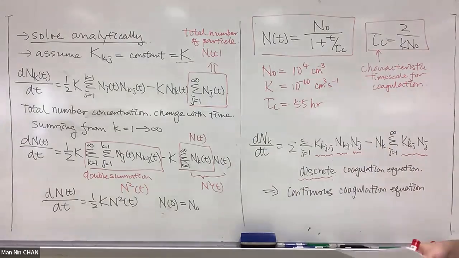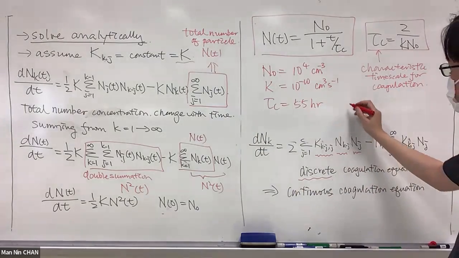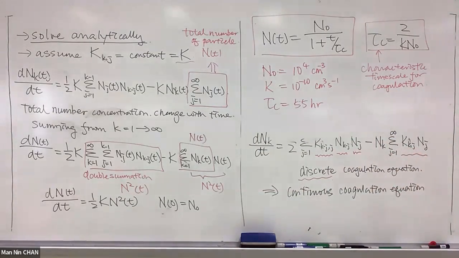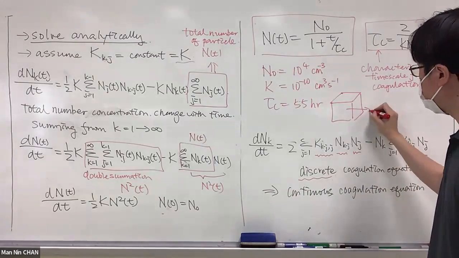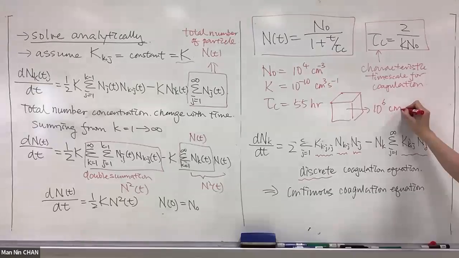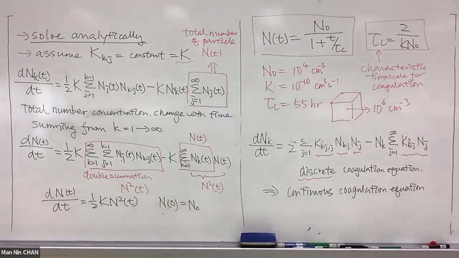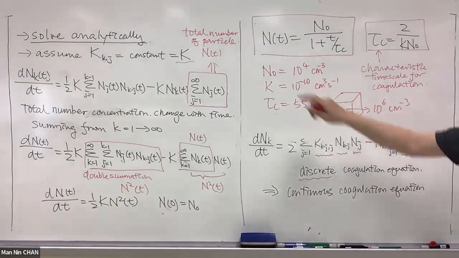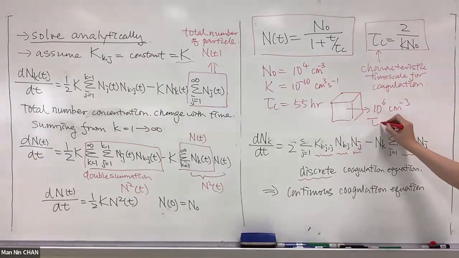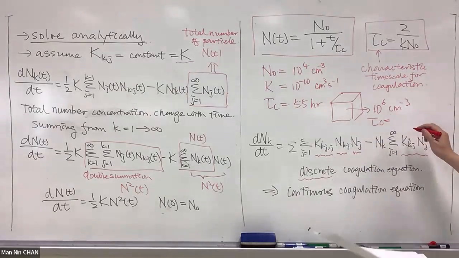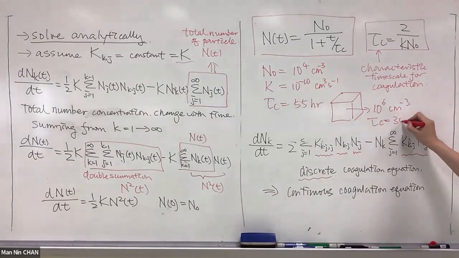But I just want to show you, because like I mentioned, if you look at the chamber studies, for those of you who have a chance to study the environmental chamber, you will find that the number concentration is higher, usually 10 to the power 6 particles per cm cube. And if you still use this 10 to the power minus 10 to calculate, you will find that for the environmental chamber, the characteristic time scale is about 30 minutes.